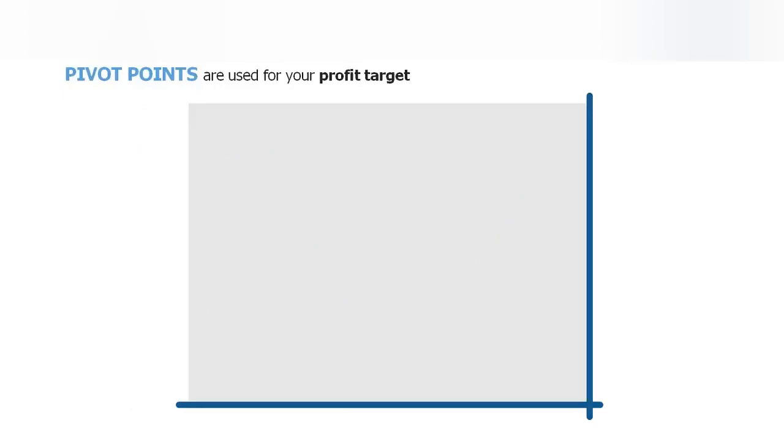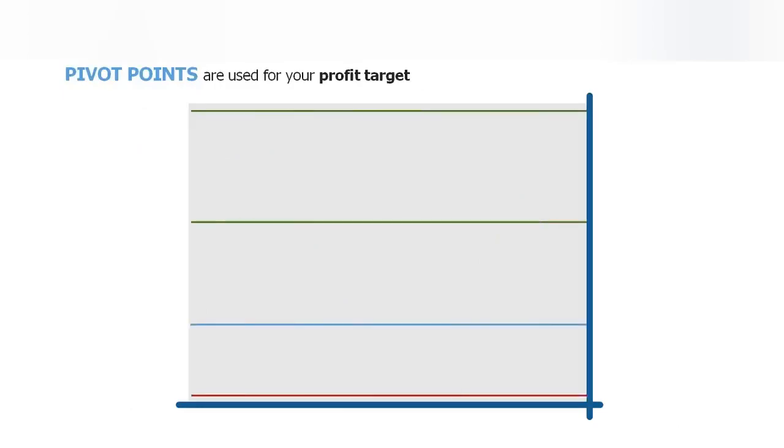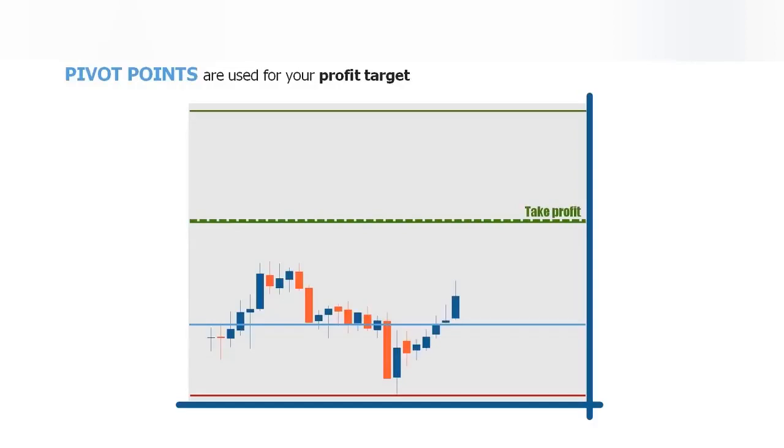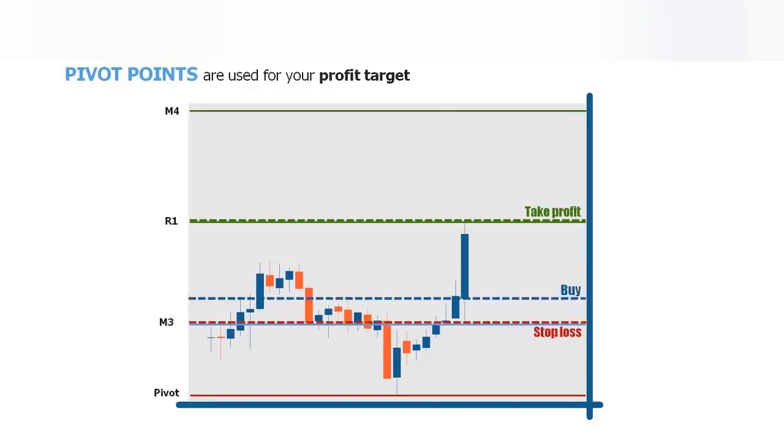Pivot points are an indicator displayed as a set of lines on the chart that are generated automatically by your trading software. They are used to identify your profit targets. The pivot points will be labeled as R2, M4, R1, M3, pivot, M2, S1, M1, S2. You do not need to worry what these labels mean in the beginner strategy, just that they are places where the price is deemed likely to stop.